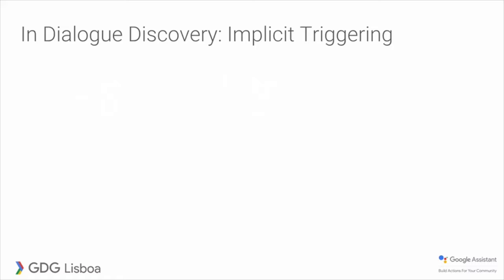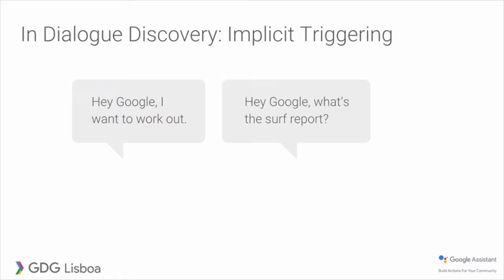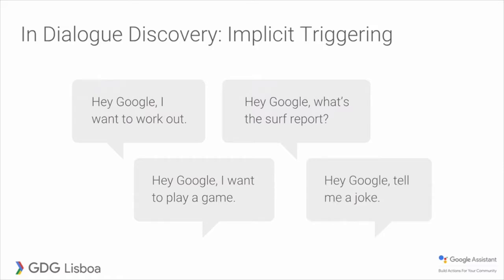Then there are two ways to interact with Google Assistant. First of all, there's implicit triggering. You're going to say, hey Google, I want to work out. Or, hey Google, what's the surf report? Or, hey Google, I want to play a game. These aren't triggered to a specific action. You're just asking about it, so it doesn't know where to go, and Google will handle that.